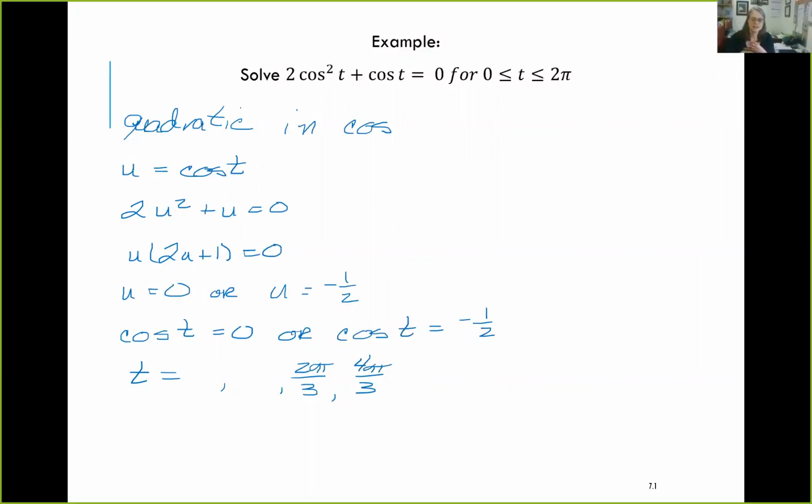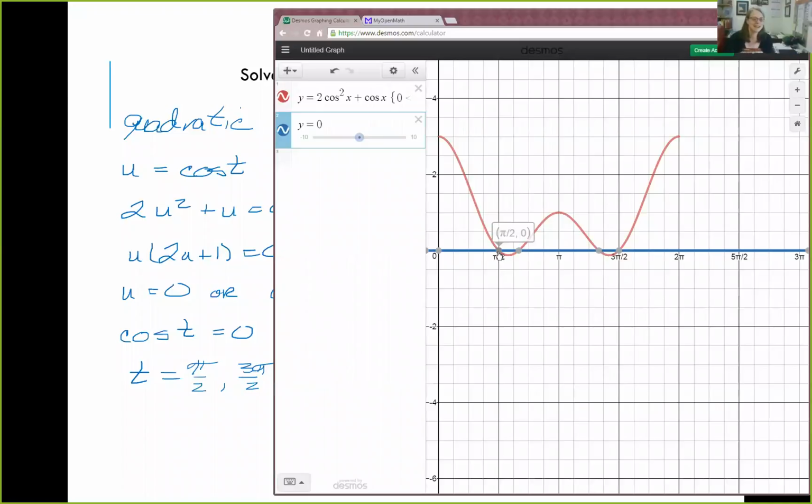Pi over 2 and 3 pi over 2. These two come from cosine equals 0. And cosine is negative 1/2 at 4 pi over 3 and 2 pi over 3. All right, better. So now if we look at our graph, we've got pi over 2, we've got 2 pi over 3, we've got 4 pi over 3, and 3 pi over 2.